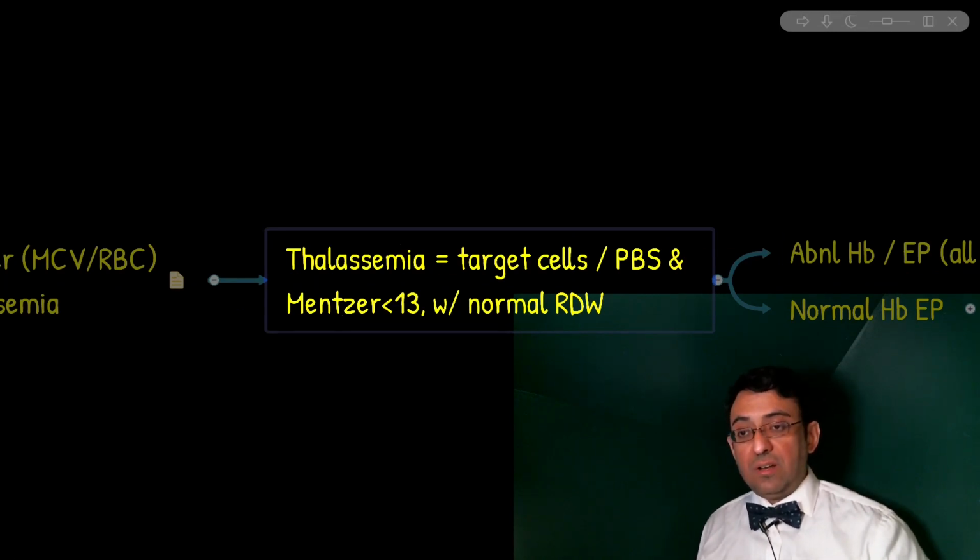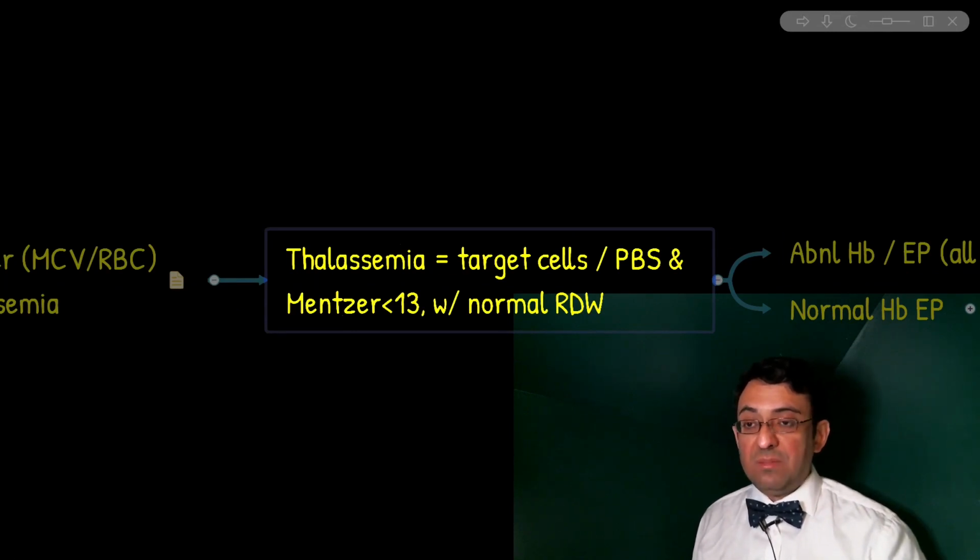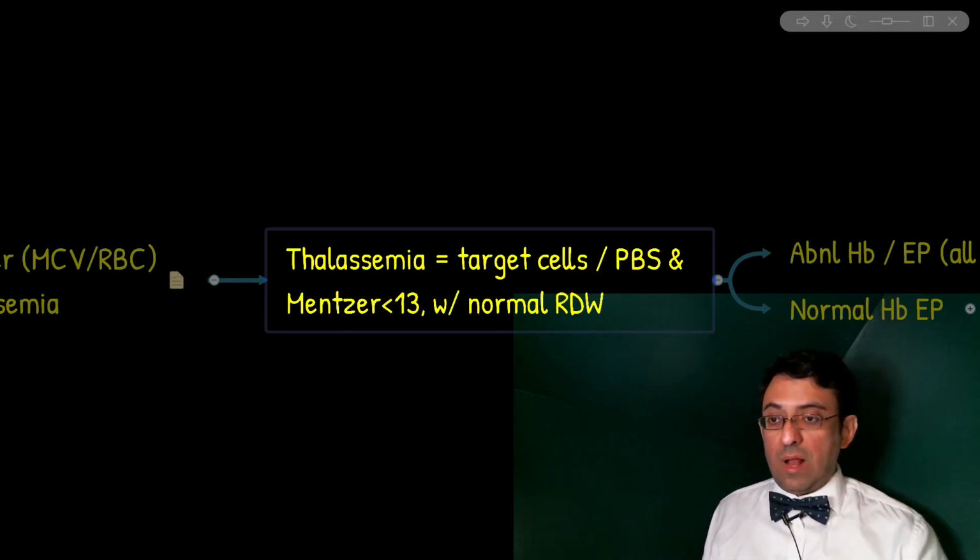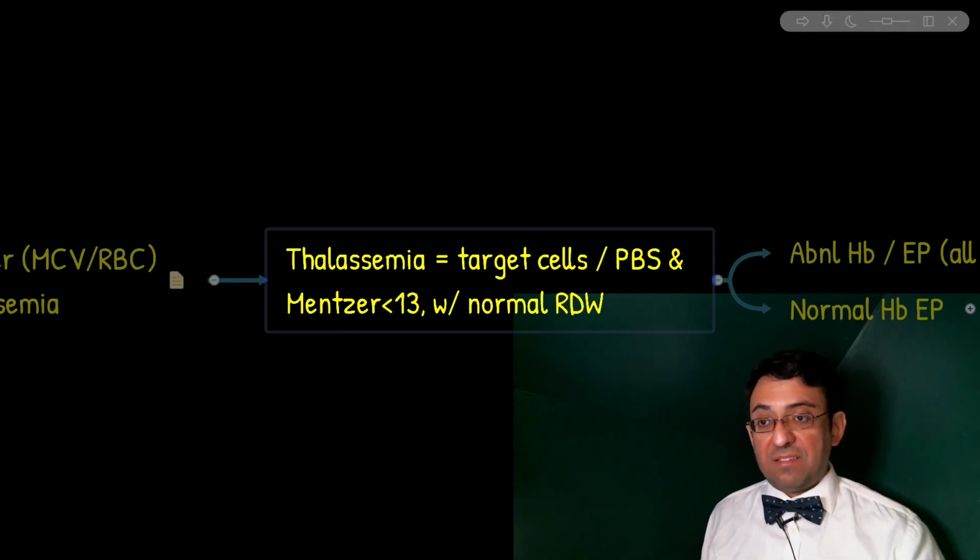If 3 genes are deleted, we will have hemoglobin H disease, which is severe anemia, sometimes referred to as alpha thalassemia major. If all 4 genes are deleted, we will have hemoglobin Bart's, which is gamma 4, incompatible with life due to hydrops fetalis and death in utero.